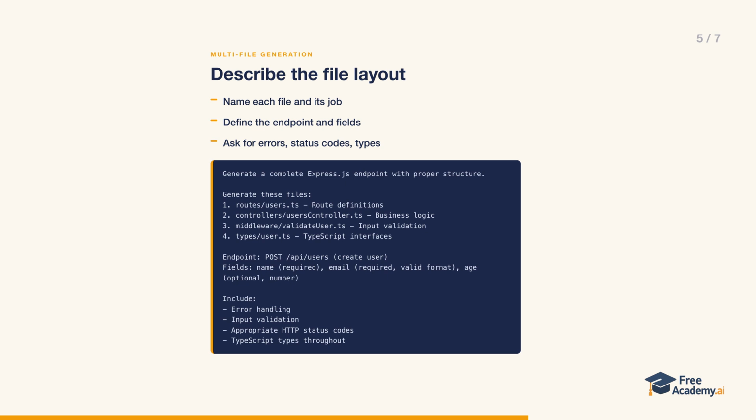AI can also generate whole structures, not just single functions, if you lay out the structure for it. This prompt asks for a complete Express endpoint and names the exact files it wants. A routes file, a controller for business logic, a middleware for input validation, and a types file for the interfaces. Then it describes the endpoint, a POST to /api/users, with name and email required and age optional. And it asks for error handling, input validation, appropriate HTTP status codes, and TypeScript types throughout.